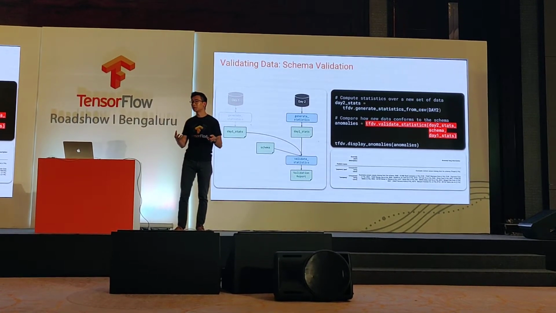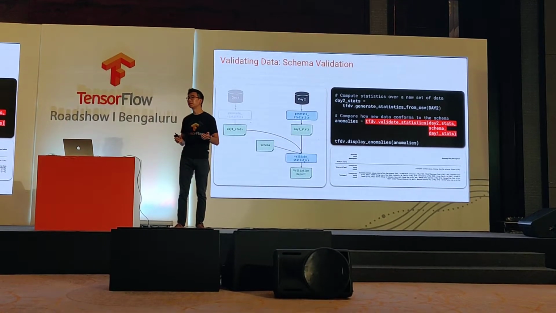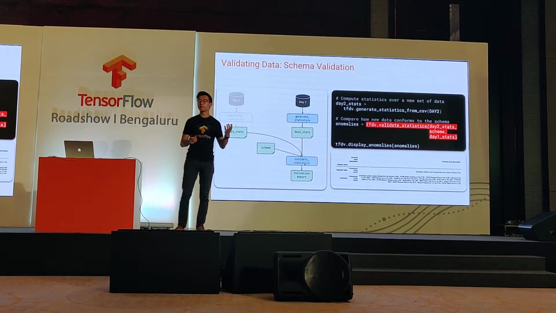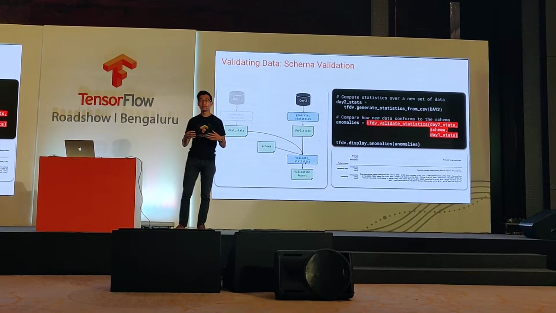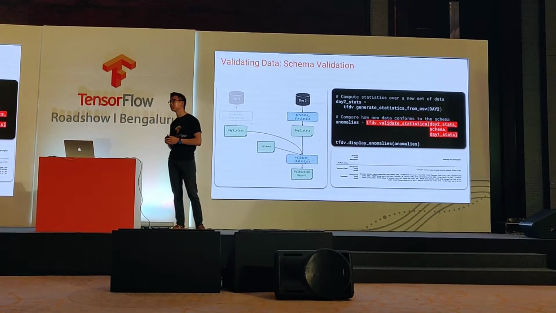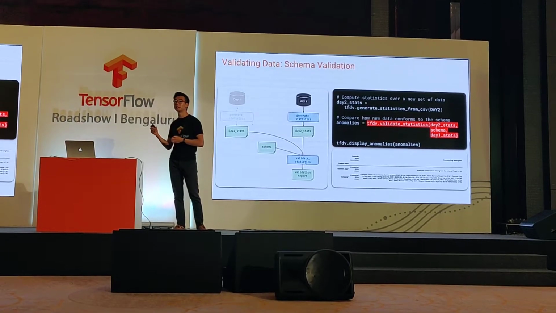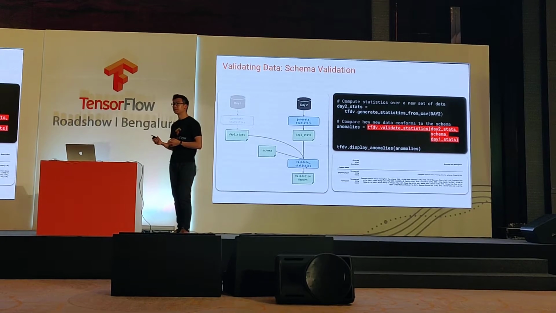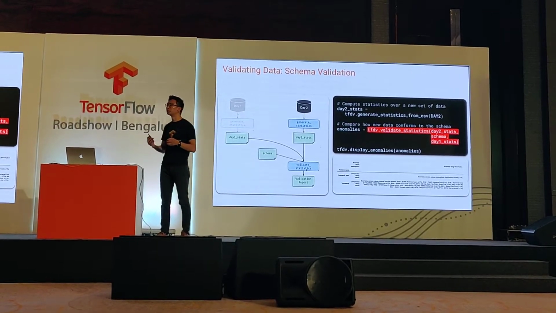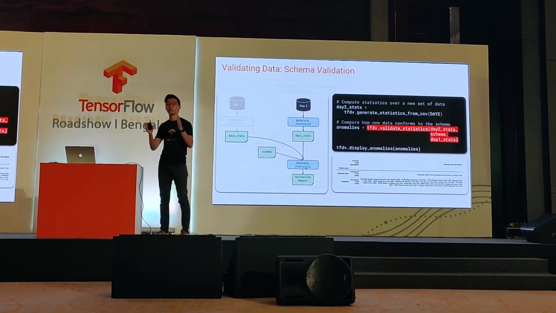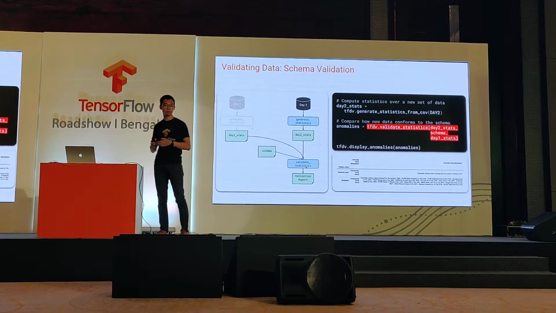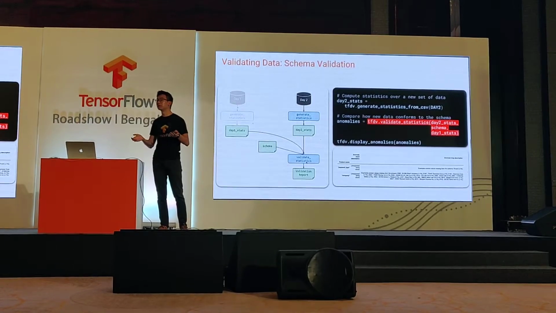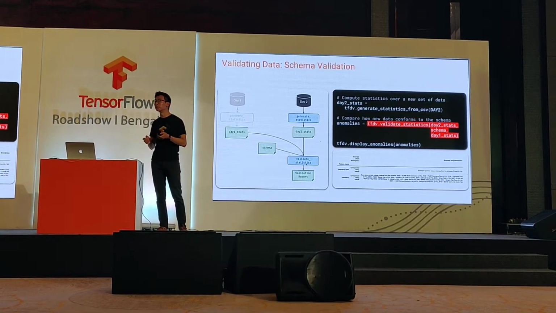Beyond just visual inspection, you can also programmatically validate your data with the validate statistics function. This function takes in your data set as well as the schema and tells you if you have any examples in your data set that don't match the schema and returns these as anomalies. This function also takes in 2 data sets as input, and it'll track if there's any distributional differences between the 2 data sets. So even though 2 data sets may conform to the same schema, they might be distributed differently, and this is something that you might want to look into.